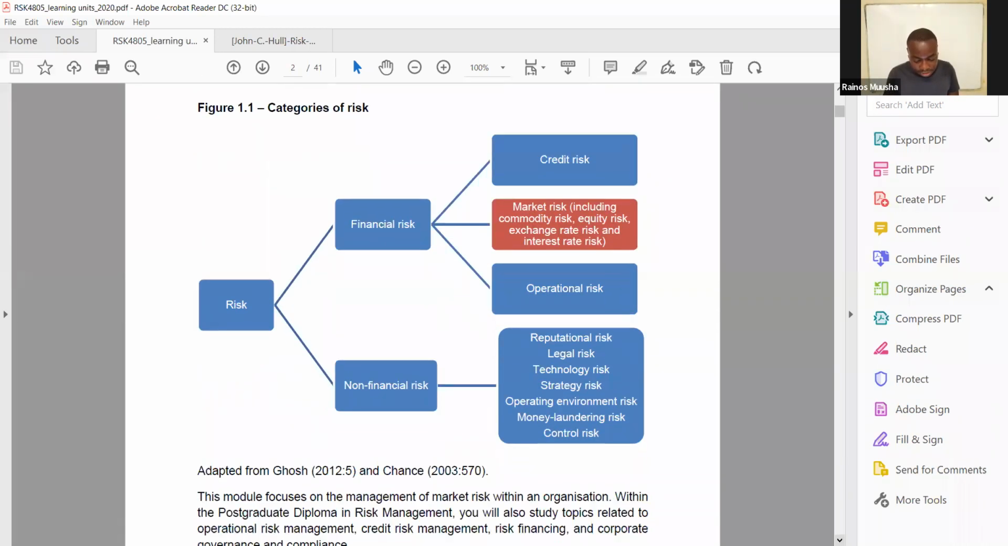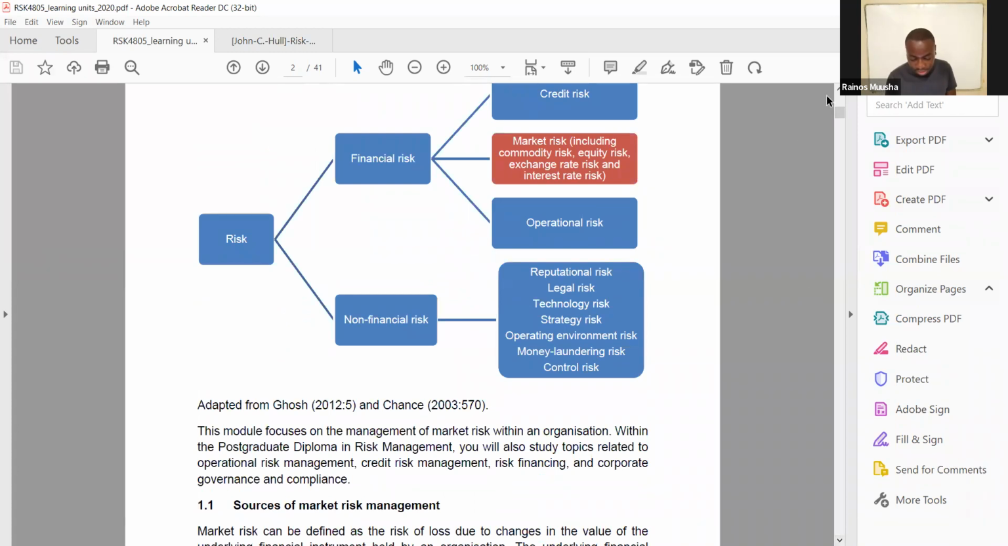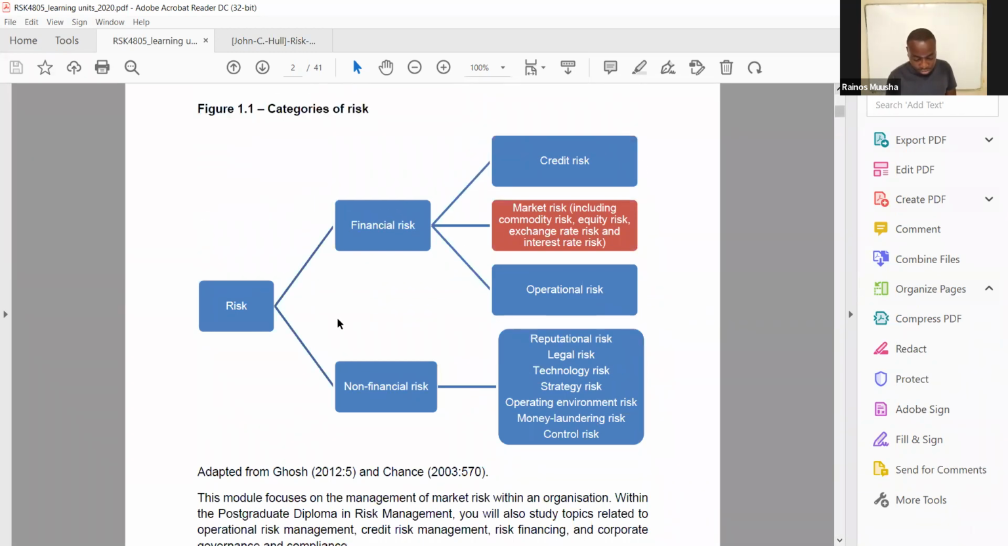And then we have to look at the categories of risk, where we see that risk can broadly be split into financial risk and non-financial risk. And financial risk is where you find credit risk and operational risk, and also you find market risk. And here under market risk is where you're going to be looking at commodity risk, equity risk, exchange rate risk, and interest rate risk.